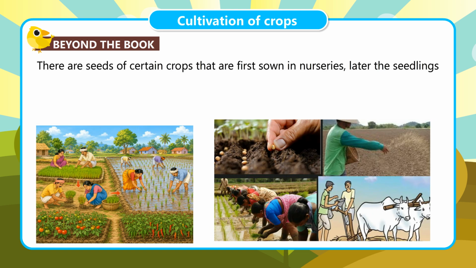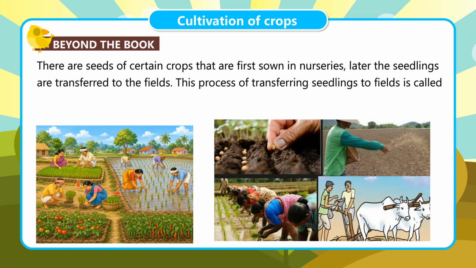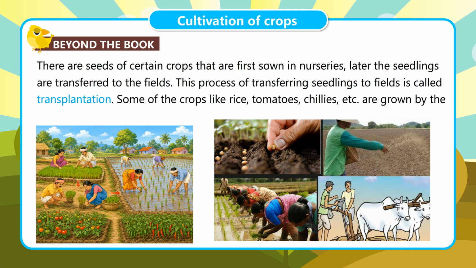Beyond the book. There are seeds of certain crops that are first sown in nurseries. Later the seedlings are transferred to the fields. This process of transferring seedlings to fields is called transplantation. Some of the crops like rice, tomatoes, chilies, etc. are grown by the transplantation method.